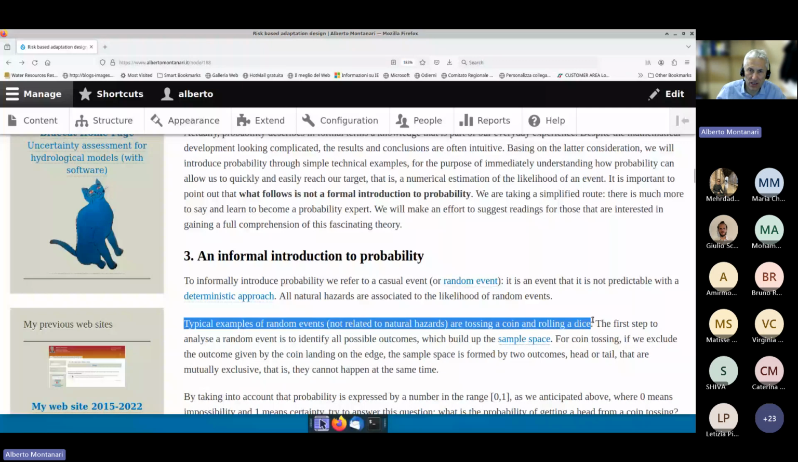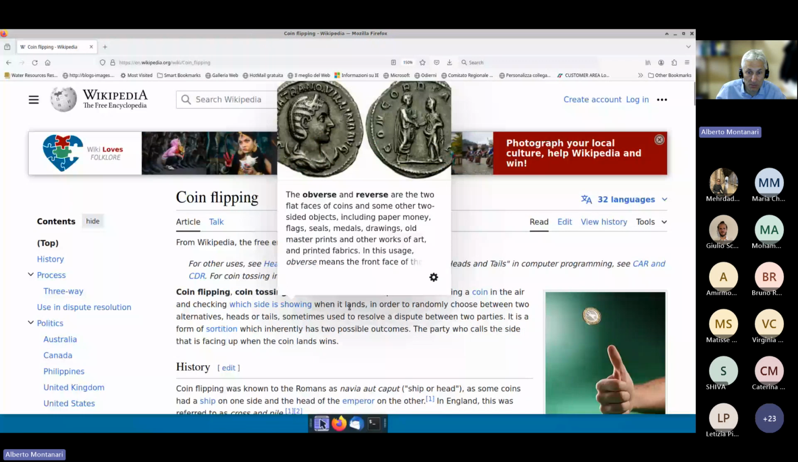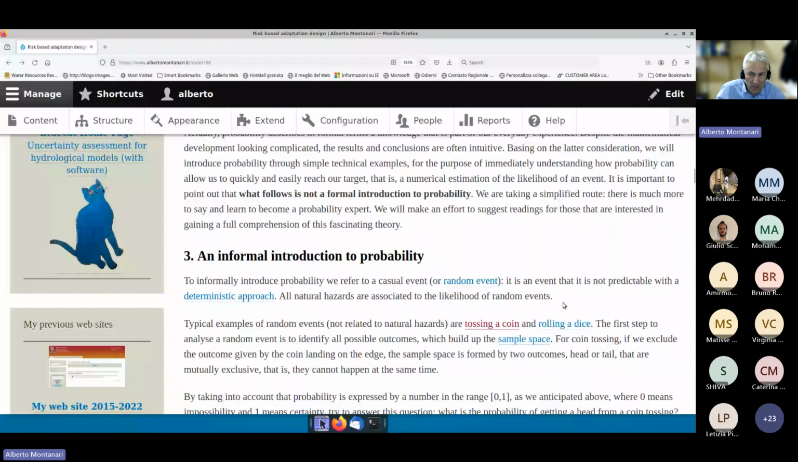These are two very nice examples. Tossing a coin, there is a link here. Coin flipping is so relevant that it's also in Wikipedia. And we know what it is. Keep in mind that there has been a lot of experiments in statistics based on tossing coins. Rolling a dice is very similar. The difference is that you have 6 possible outcomes.